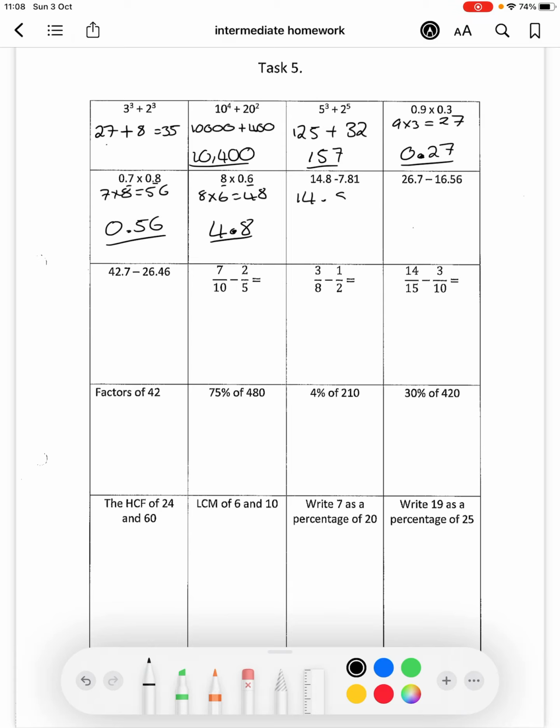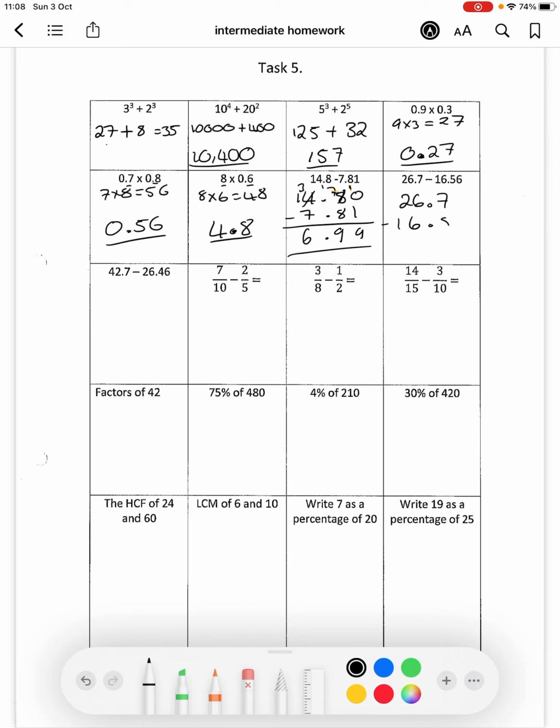So I got 14.8. Take away 7.81, invisible 0. 0 take away 1, we can't do it. We need to borrow. So we got 10 take away 1 is 9. 7 take away 8, we can't do it. We need to borrow. So I got 17 take away 8, which is 9. Our decimal moves straight down. 13 take away 7 is 6. Our answer is 6.99.